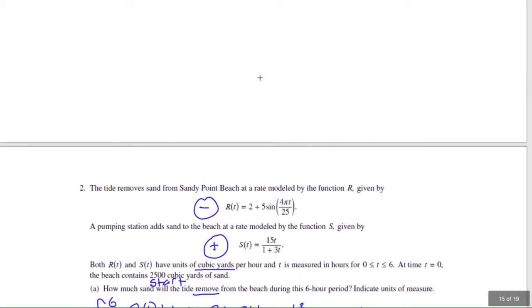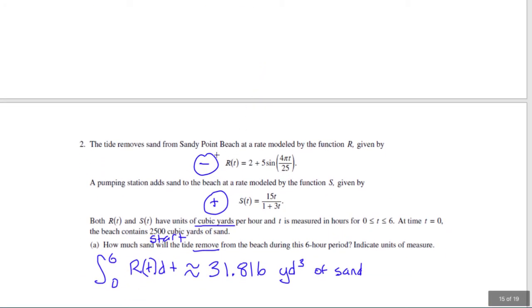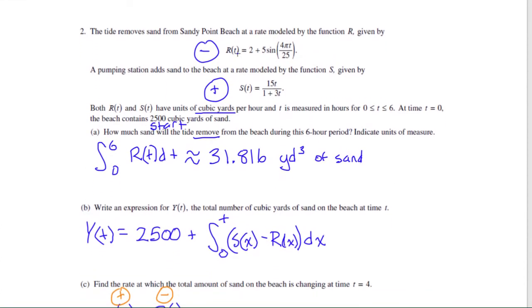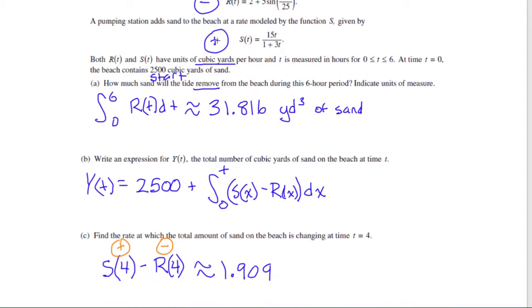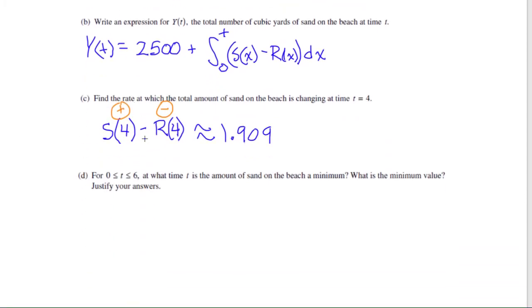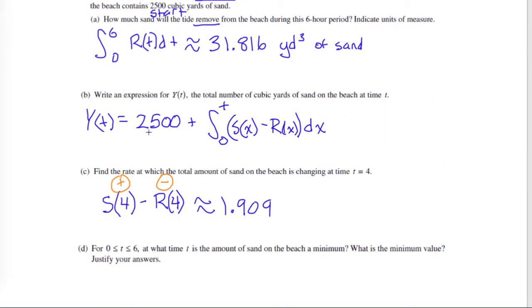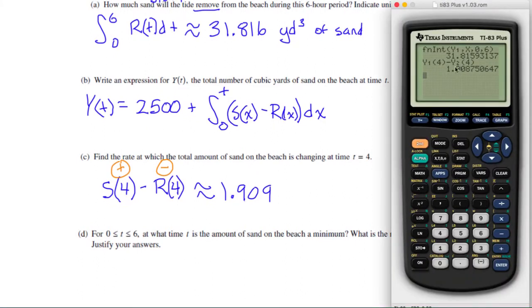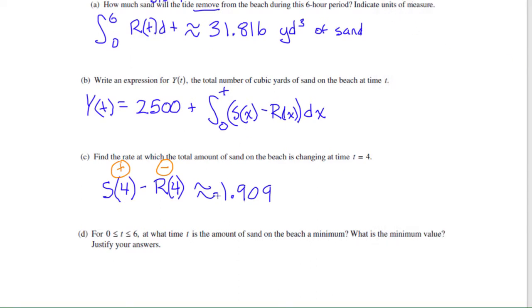Oh my gosh, I did exactly what someone did on the actual practice test, which is I did the minus the positive. I should have switched these around. So you wrote it down properly. Exactly. I should have done y2 of 4 minus y1 of 4, which means that this would be a negative 1.9. Yeah, so that was my mistake. So it should be a negative 1.909.